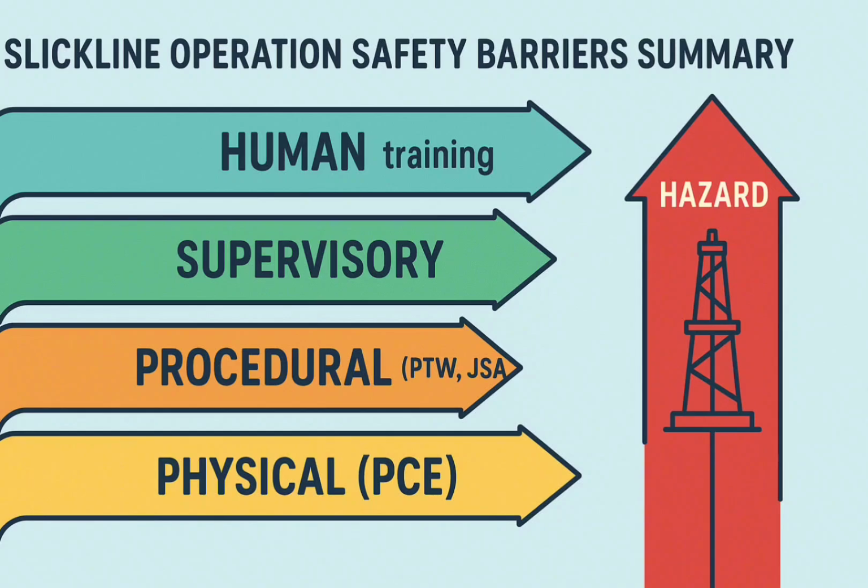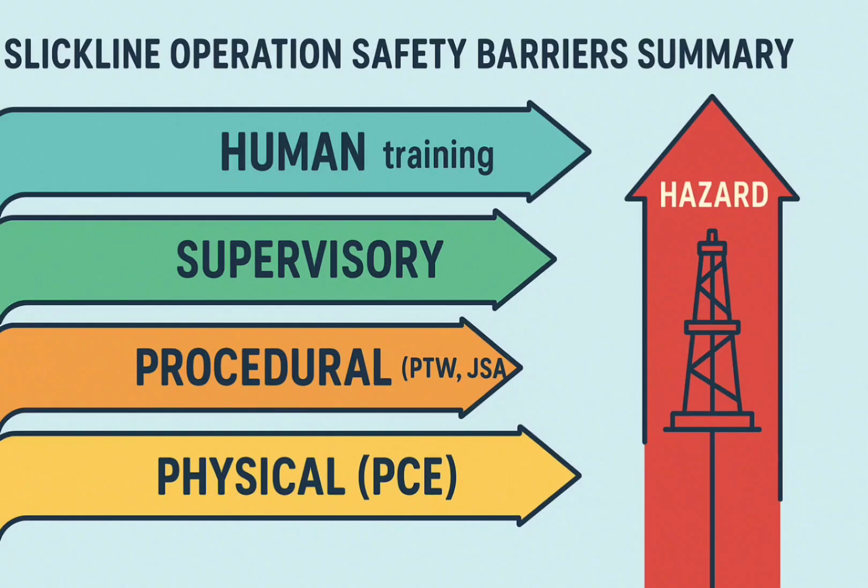They guide human action and prevent errors through structure and discipline. Key procedural barriers include permit to work (PTW), formal authorization to begin slickline activities, defining scope, hazards, and required controls. Job safety analysis (JSA), task-by-task hazard assessment identifying risks and mitigation for each phase: rig up, RIH, PU, rig down. Pre-job safety meetings, toolbox talks to align all crew members on procedures, hand signals, and emergency roles.